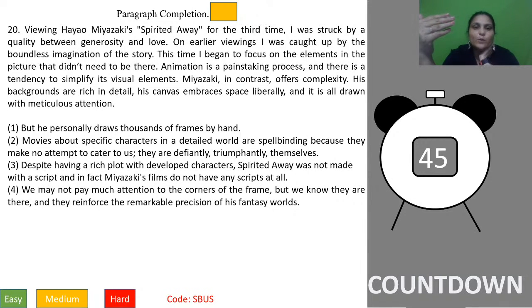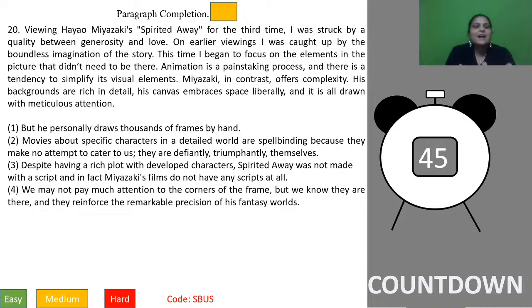On the earlier viewings, that means the first and the second time this person watched the movie, they were really overwhelmed with the imagination of the story, right? How far they have gone in imagining things. For example, if you have watched Chronicles of Narnia, Harry Potter, Frozen, or Ratatouille, you will see that there is a lot of imagination. Ratatouille is a very famous movie about a rat which can really cook well. The imagination is that the rat believes in himself and starts preparing meals, and his hand movements and everything are shown in great detail.